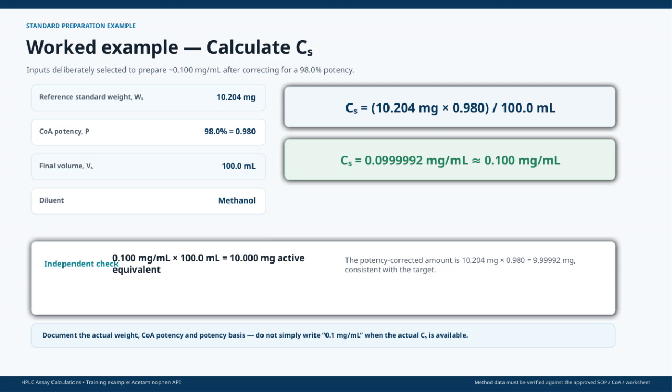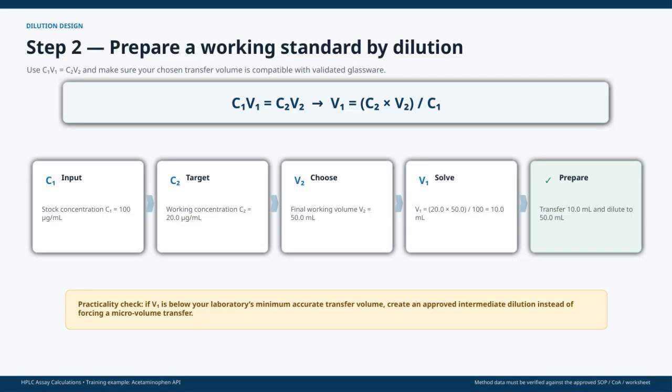Finally, always document the actual weight, the Certificate of Analysis potency, and the basis for potency used in your calculation. Don't just record 0.1 milligrams per milliliter without the supporting details, as having the exact values is crucial for reproducibility and regulatory compliance. Now, let's talk about the dilution design step in our HPLC assay calculations, using acetaminophen API as an example.